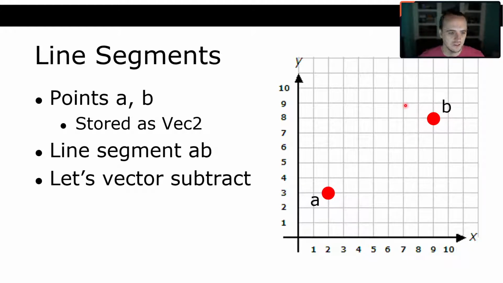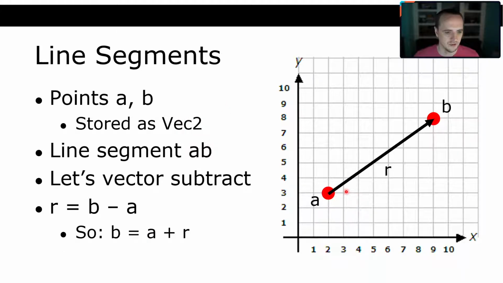So let's do some vector subtraction, and we've already done this before. So R is going to equal the line segment, essentially. So we have point A and point B. If we take destination minus origin, remember from our previous lecture, we get the vector pointing from the origin to the destination. So B equals A plus R, and R is this vector or line segment between them. So we take point B, we take point A, B minus A, that equals R. All right, so we've seen this before.